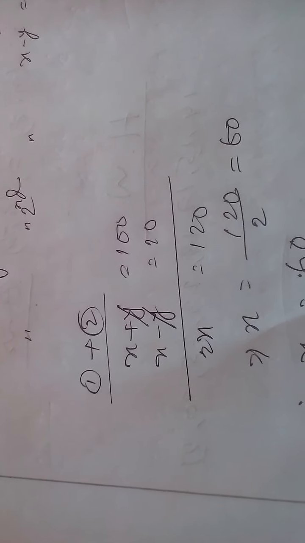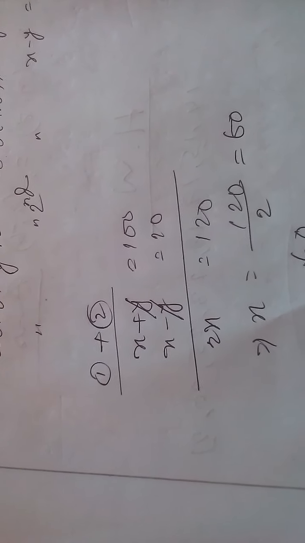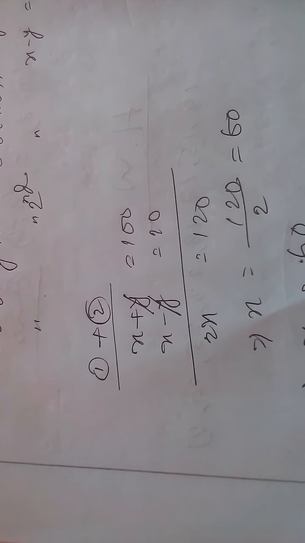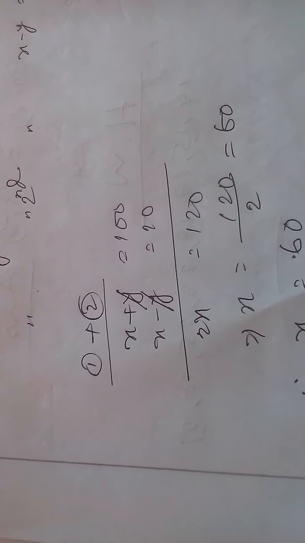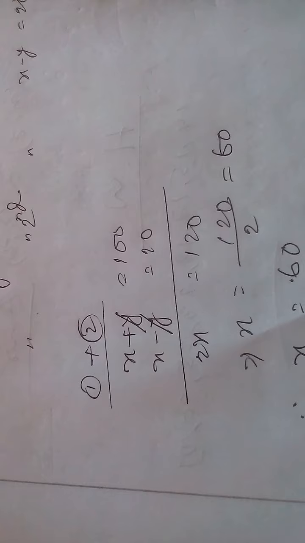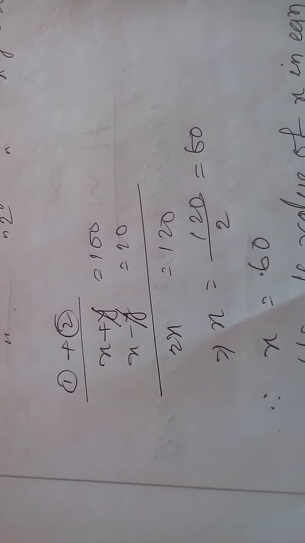So we can find the solution by adding equation 1 and 2. So x plus y equals 100, x minus y equals 20. By addition, we get 2x equals 120, so x equals 60.